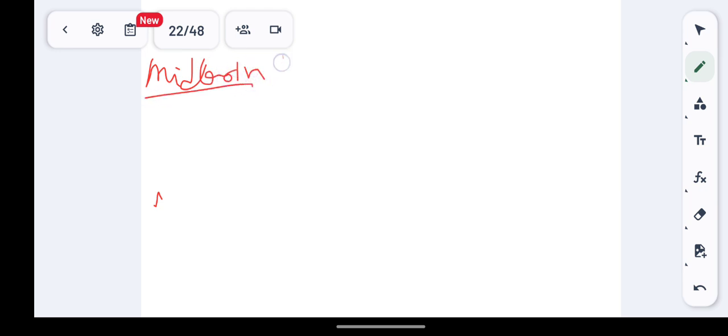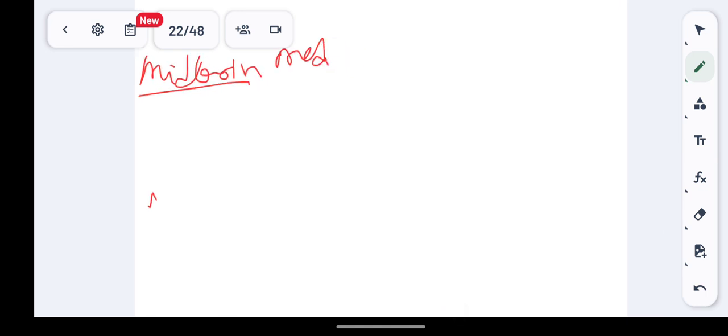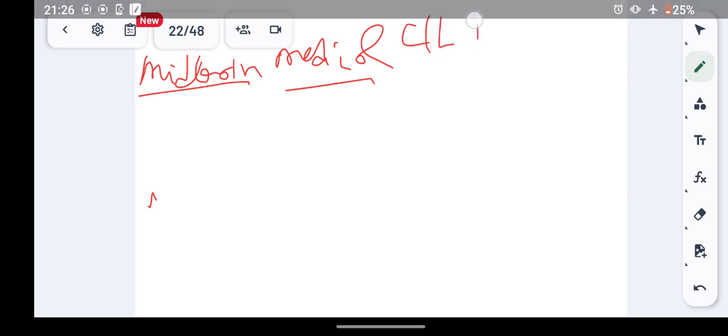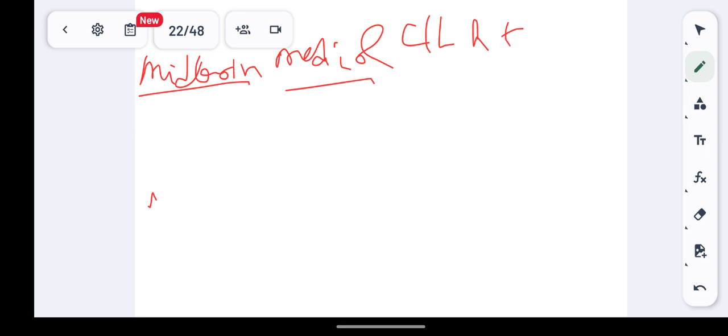So again, now we will try to consolidate all the syndromes at one place. First we started with the midbrain. I am new to this, that's why it's happening with me like this. Midbrain syndrome. First we see medial. What do we learn? Contralateral hemiplegia is common, so I will not write it. In this I will write contralateral hemiplegia plus third nerve palsy.